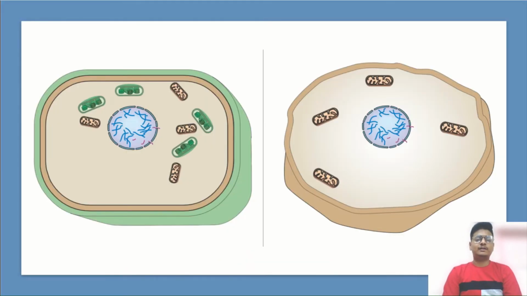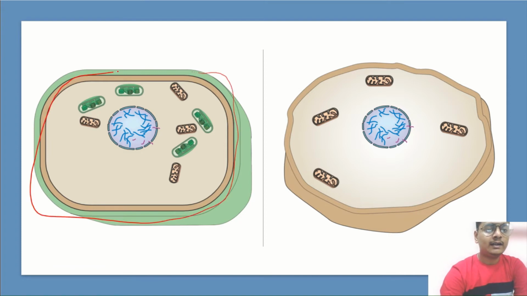Now let's come to this part. Are you able to see something over here? This is the first one. This is a plant or animal cell. This is the plant cell and this oval one is the animal cell.